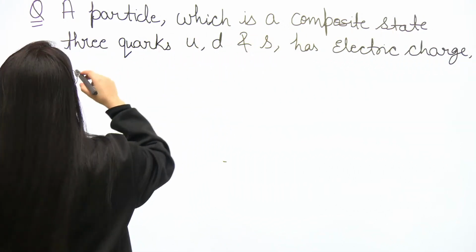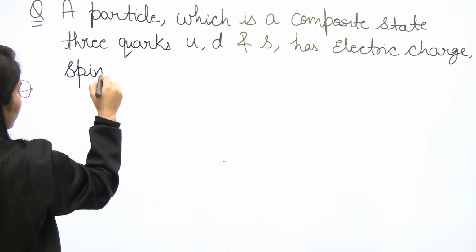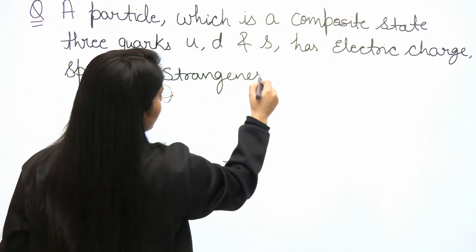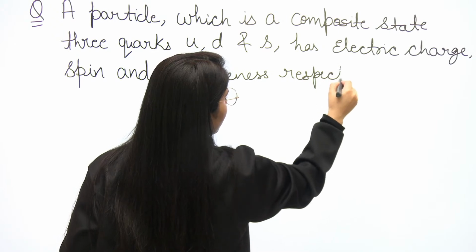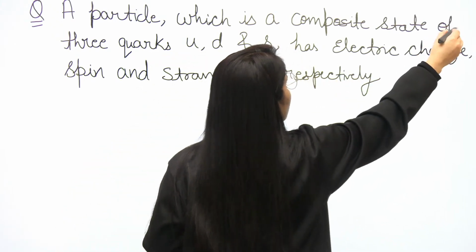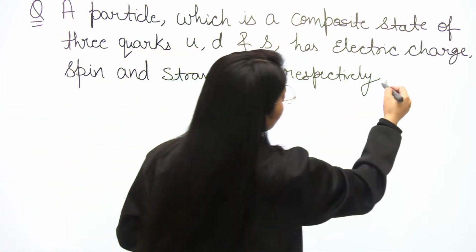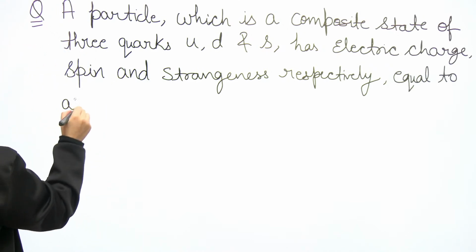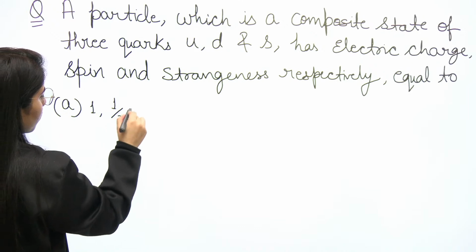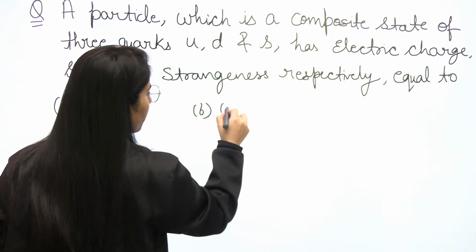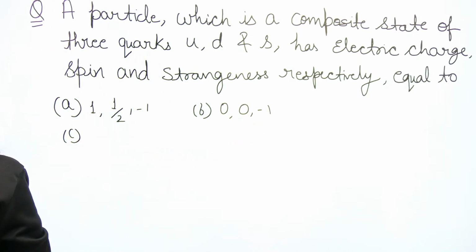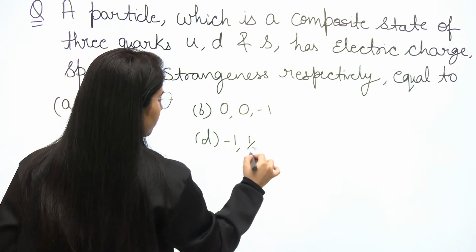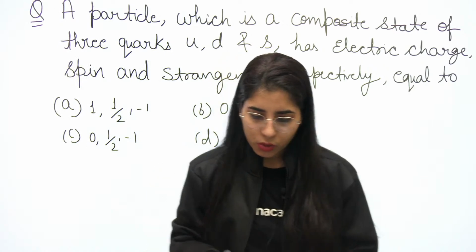Electric charge, spin, and there is a difference between isospin and spin. Okay, so be careful about what is mentioned in the question. Strangeness respectively. Options are: one half, minus 1; 0, 0, minus 1; 0, half, minus 1; minus 1, half, 1. Try it now, and whatever option is correct according to you, you can mention it in the comments.